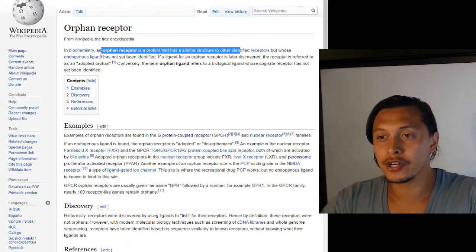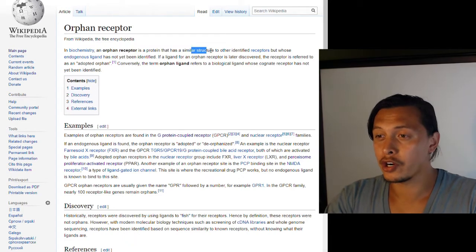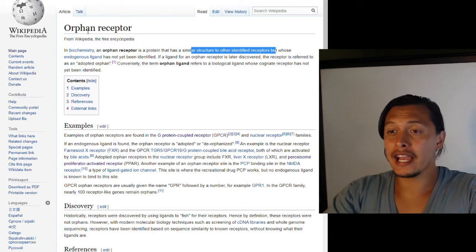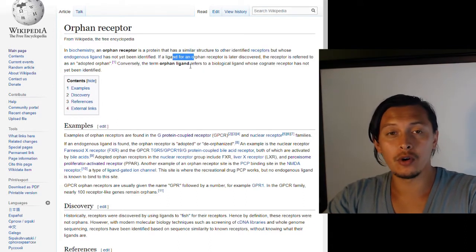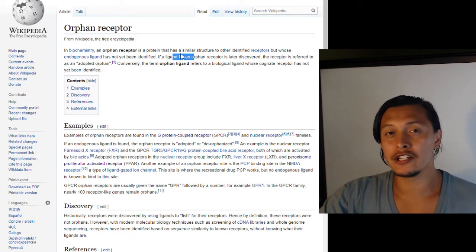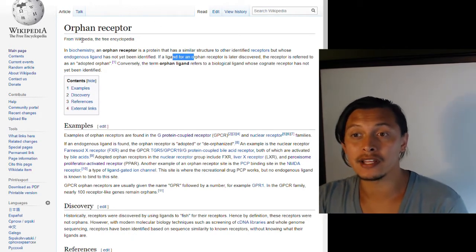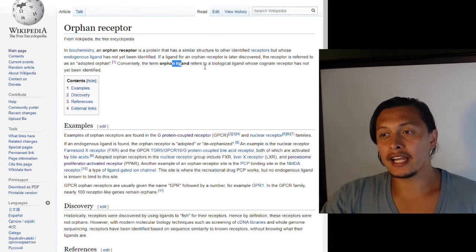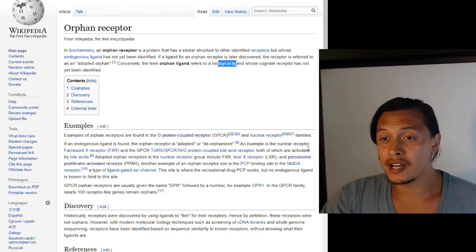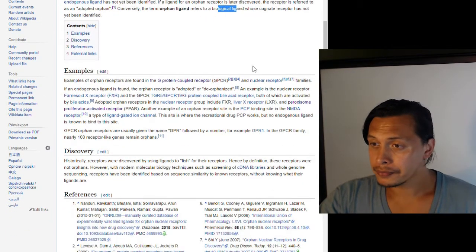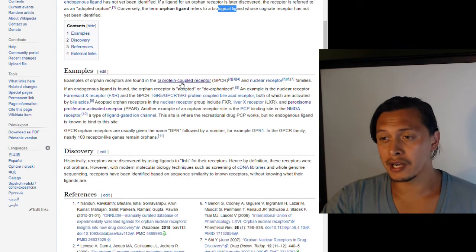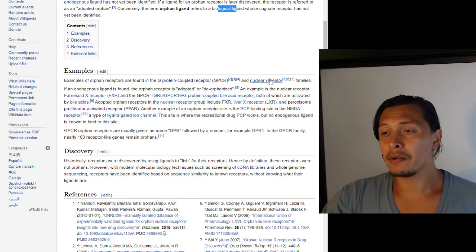So in biochemistry, an orphan receptor is a protein that has a similar structure to identified receptors, but whose endogenous ligand has not yet been identified. So remember, these would be receptors where they do not know what their ligand is supposed to be. That's why they're called orphans. And then conversely, the orphan ligand refers to a ligand whose receptor has not yet been identified. So examples of orphan receptors are found in the G protein coupled receptors. So we just went over those, but also the nuclear receptors, nuclear receptor families.